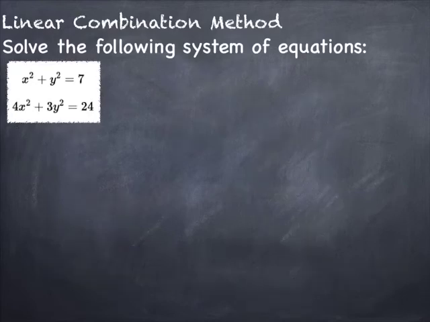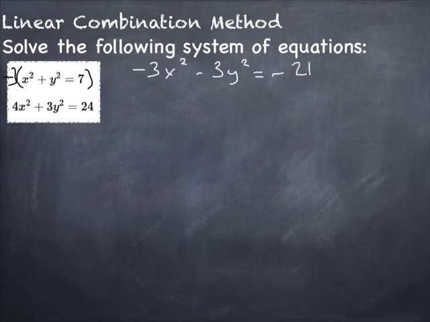One last example. If I'm going to do some work here, I need to get either the x's or the y's to cancel out. So what I'm going to do is multiply this first equation by negative 3. The reason I'm using negative 3 is so that I can get the y's to cancel out and work with the x's. If I do that, I now have two equations, negative 3x squared minus 3y squared equals negative 21, and 4x squared plus 3y squared equals 24.